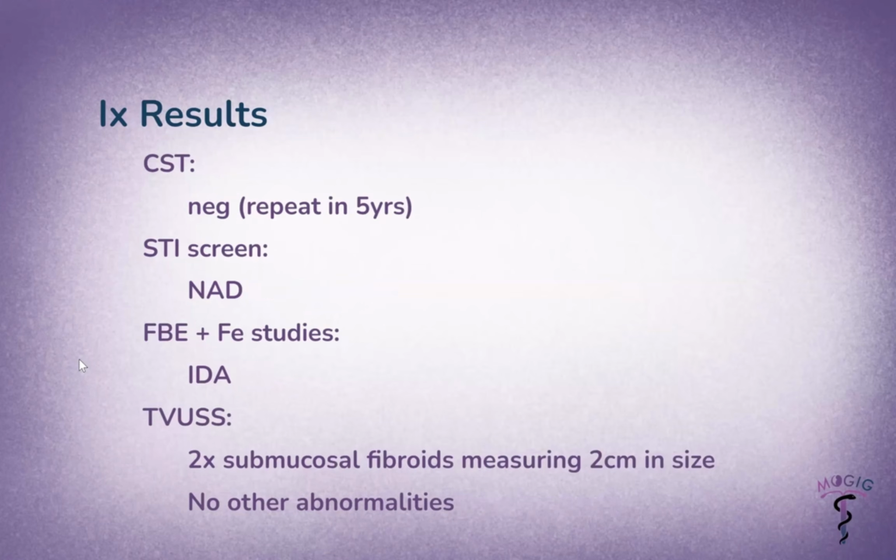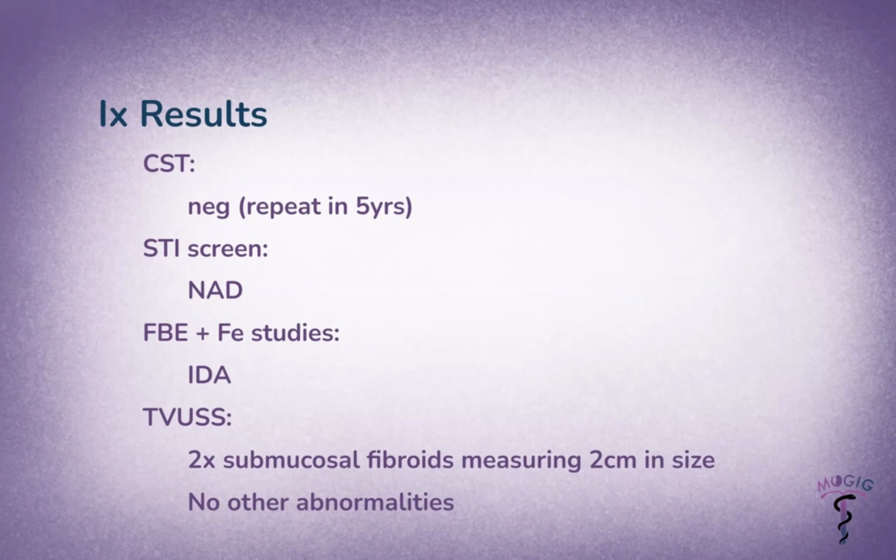So Marnie's results come back as the following. Her CST is found to be negative, and they are happy for you to repeat this in 5 years with her GP. Her STI screen also came back negative, which you happily informed Marnie of, and you advised her that if she does change partners in the future, or if she starts having sex with other people, she should probably consider having a repeat STI screen.